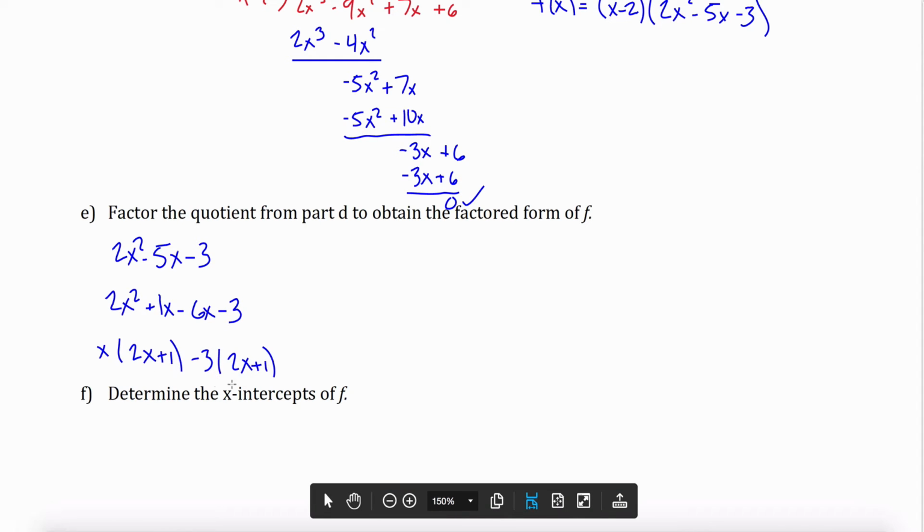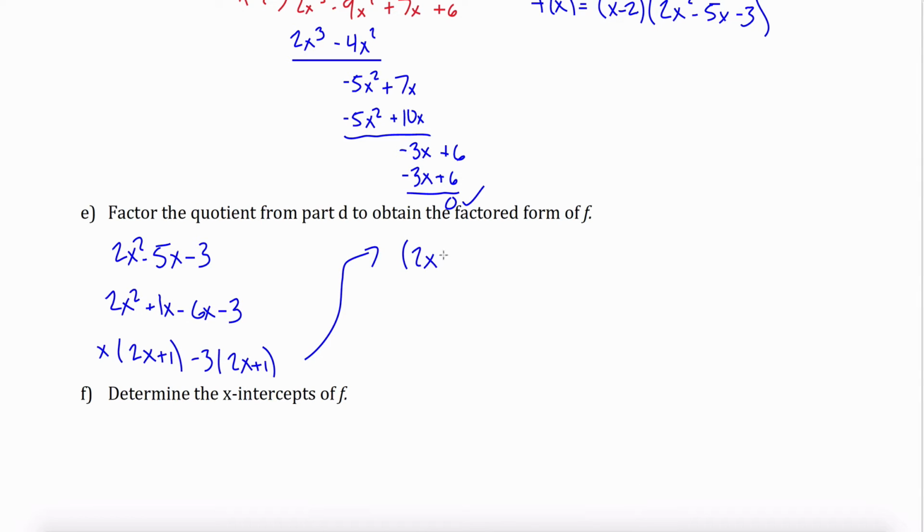Now what I have are two terms that both have a 2x plus 1 in them. So I can pull out that 2x plus 1, and all that I will have left would be x minus 3. What I'm saying is that the factored form of my polynomial is this x minus 2 times this 2x plus 1 times this x minus 3. So here, factor the quotient from part T, done to obtain the factored form of f.